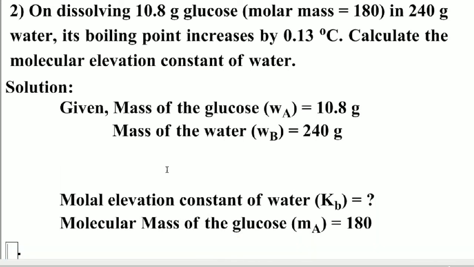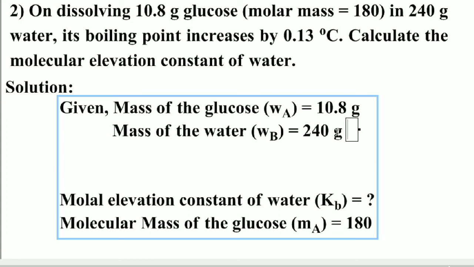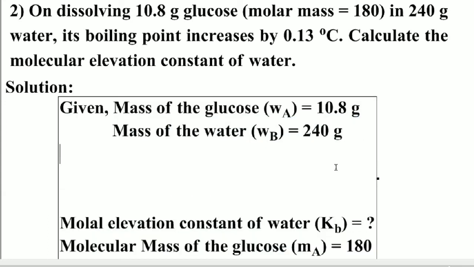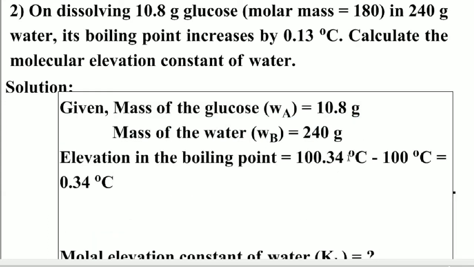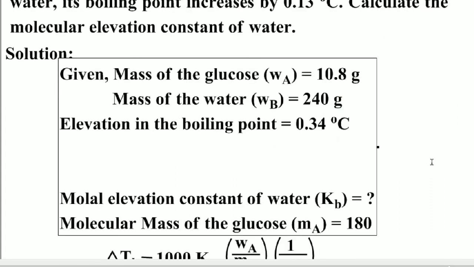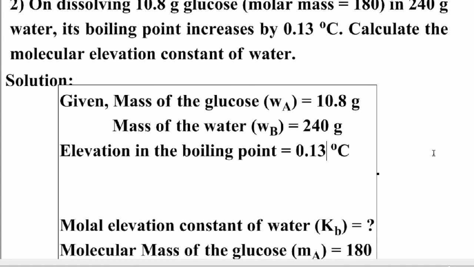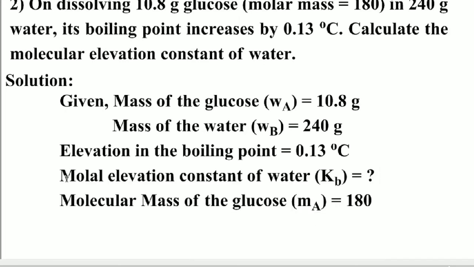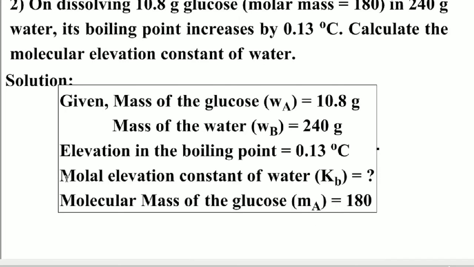So given the elevation in the boiling point, students, the elevation in the boiling point is equal to 0.13 degrees centigrade, whenever 10.8 grams of glucose is dissolved in 240 grams of water. Now we can calculate the molecular elevation constant, that is nothing but K dash.